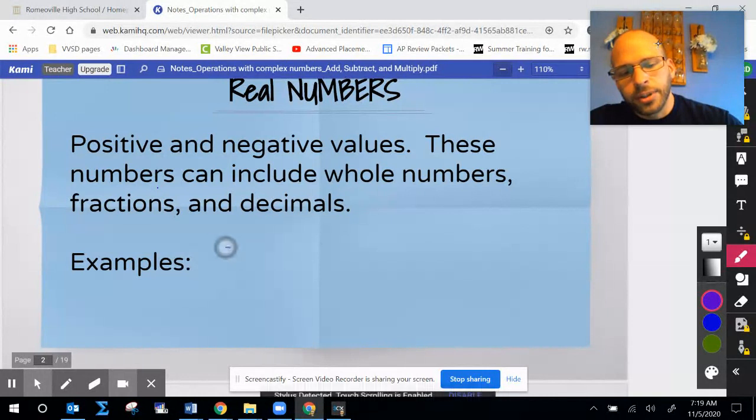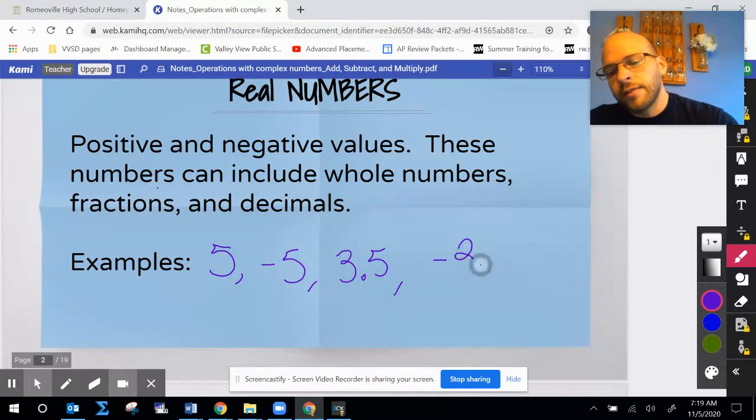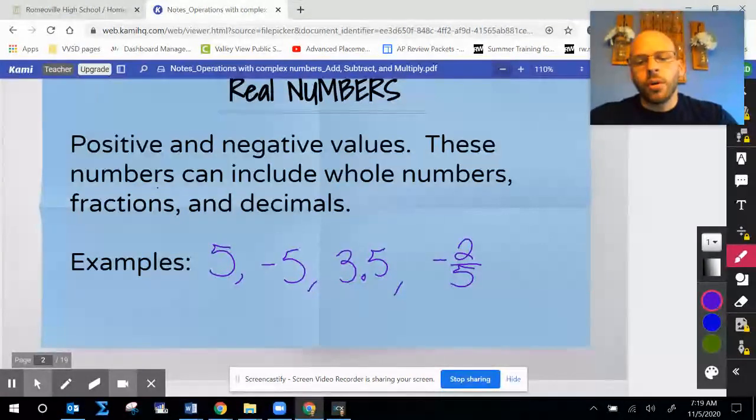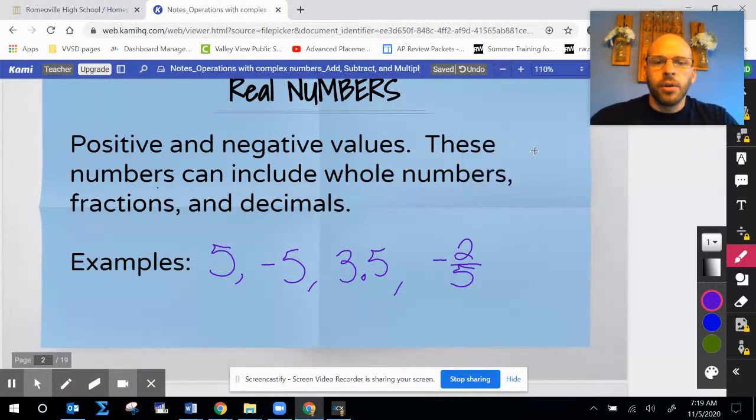So just some examples. I could have 5. I could have -5. I can have 3.5. I can have -2/5, right? So most of the numbers, any number that you can conceptualize, those are our real numbers. Anything that I can plot within a number line.